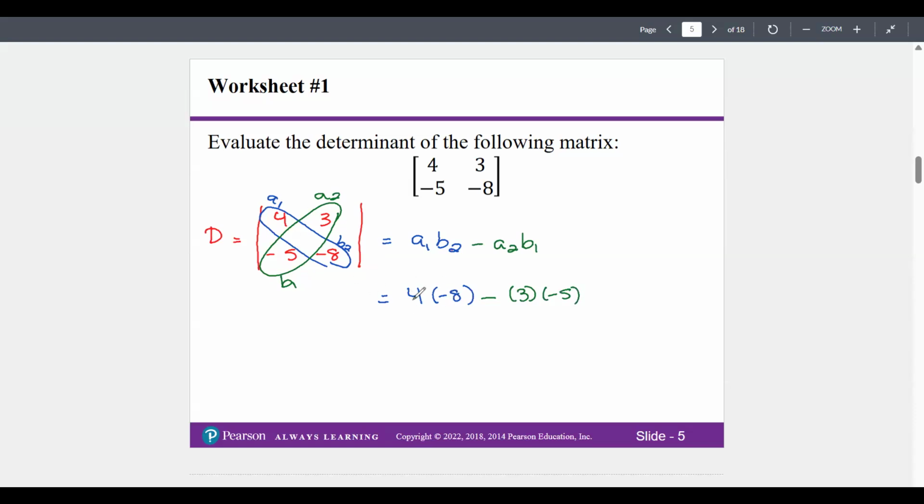It doesn't matter what order these are in. I could have done -8 times 4, and I could have done -5 times 3. Be careful of your negatives when you're doing these products. So we're going to get -32 minus -15.